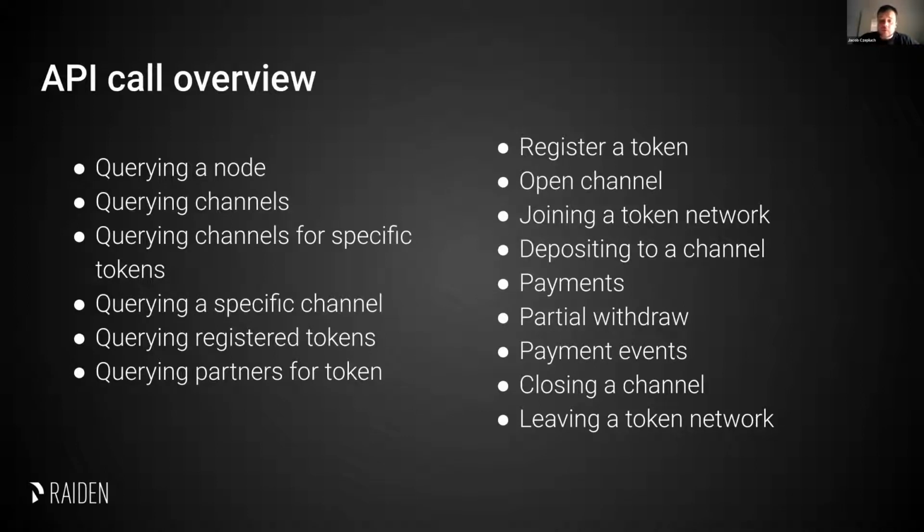You can deposit to a channel, do payments, which is the main thing with Raiden. Then you can do partial withdrawals. That means that you don't have to close the channel completely to withdraw some of the funds you have in the channel. That can be very useful if you're receiving more tokens than you're spending. Then you can see all payment events, so if payments succeeded or failed, close channels, and leave token networks. And leaving token networks is also being removed together with joining a token network. So I wouldn't recommend using those.